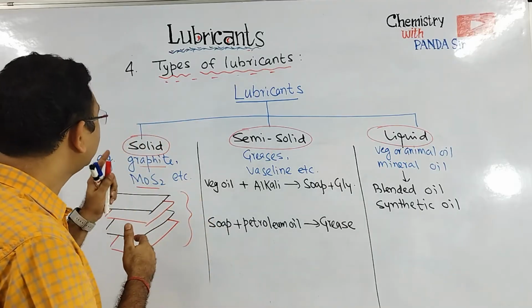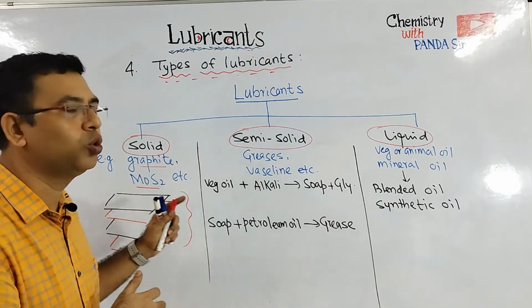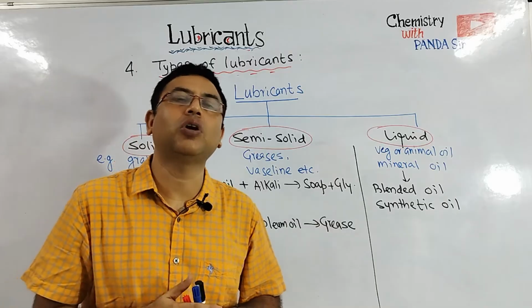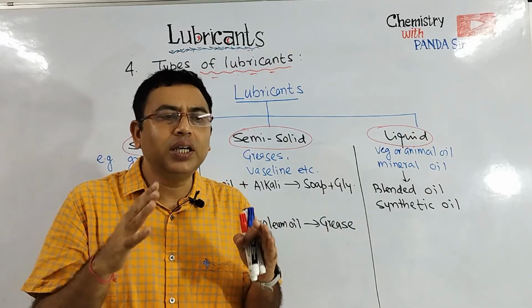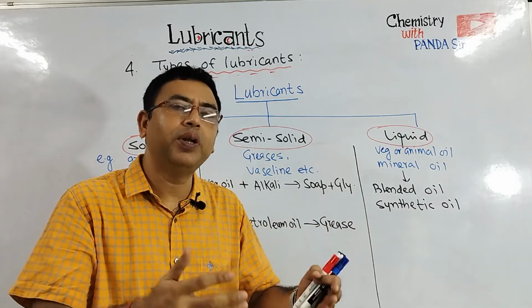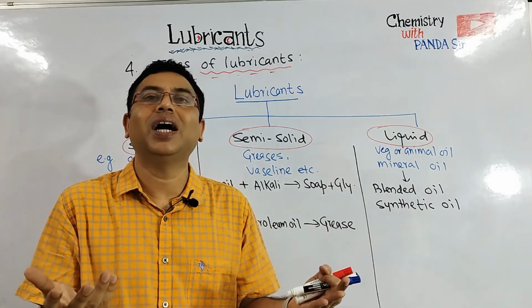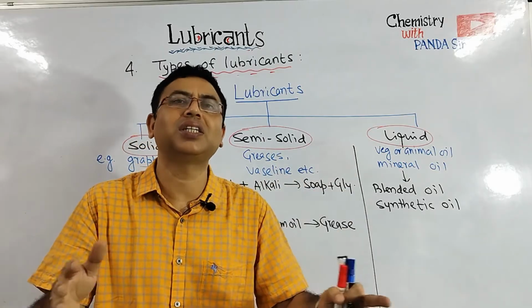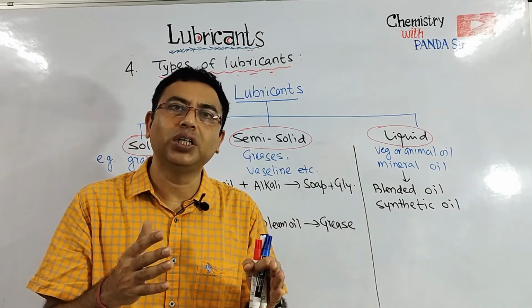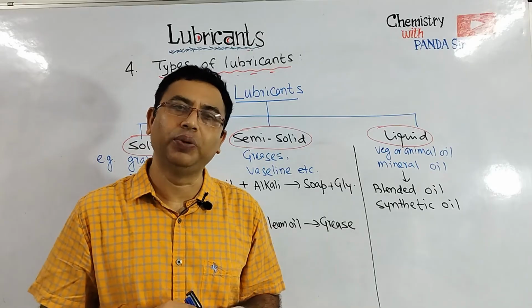Now, sometimes graphite and MoS2 are the condition. Let us talk about the condition where we are going to use the solid lubricant, where the condition is vigorous, like the temperature generation is a bit high, where we can expect that semi-solid and liquid cannot sustain. In that high temperature condition, we need the solid lubricant.